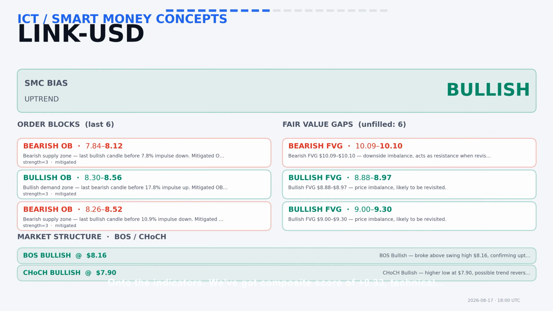The chart told us what retail sees. Now let's find out what smart money is actually doing. Order blocks, fair value gaps, the institutional read.